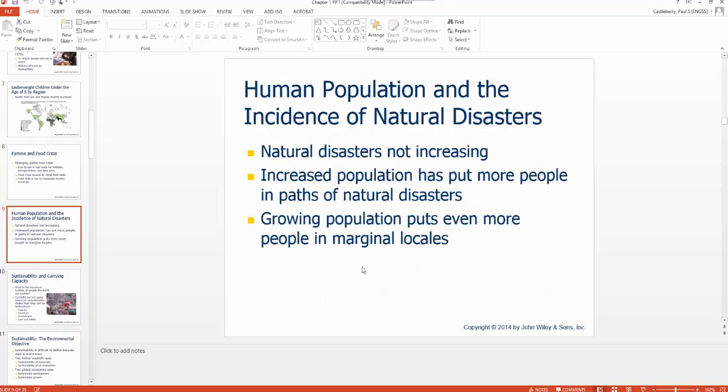So one of the things that we need to ask ourselves in terms of human population and the incidence of natural disasters: growing populations have increased human density. Okay, in other words, we are packing more people in smaller places on this planet. So what ends up happening is by putting more people in more areas, this increases the likelihood that a natural disaster will have high human costs and property costs.